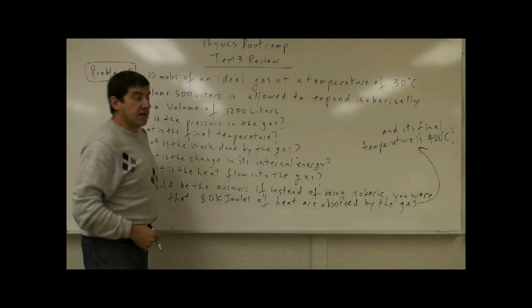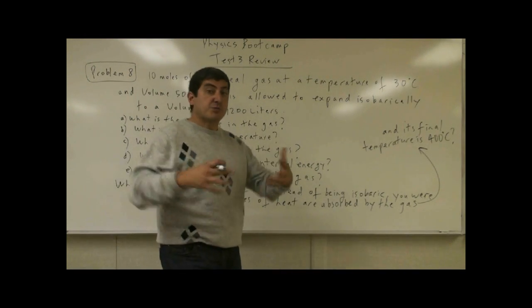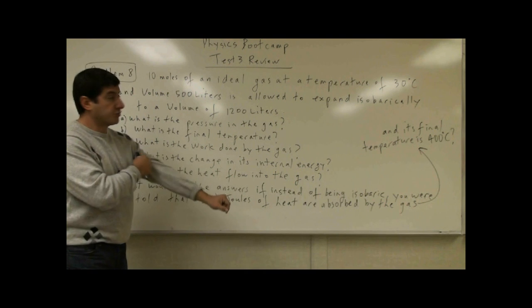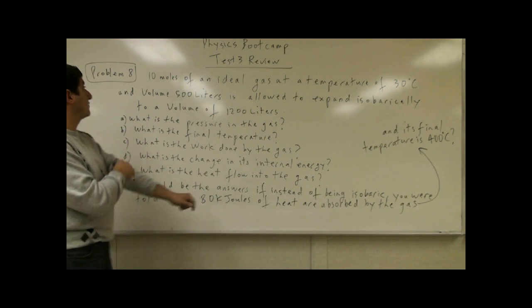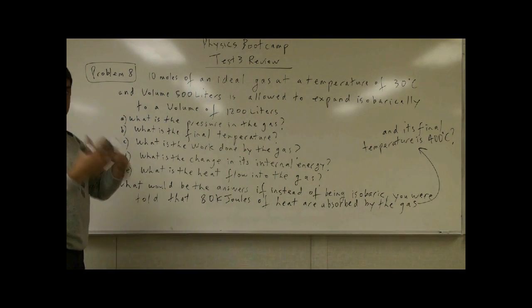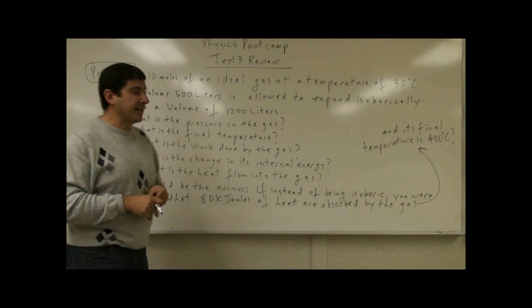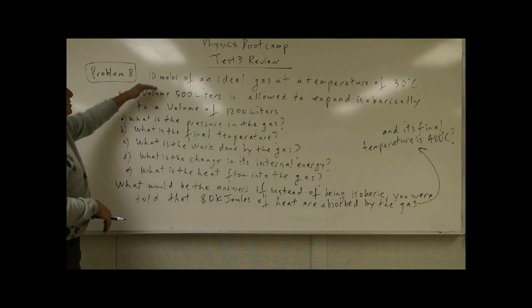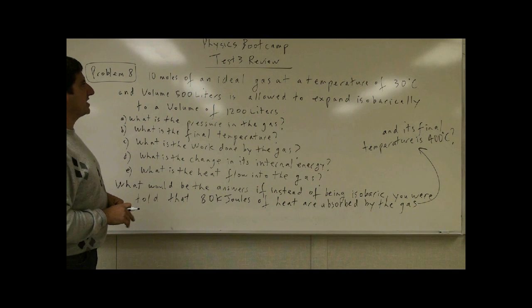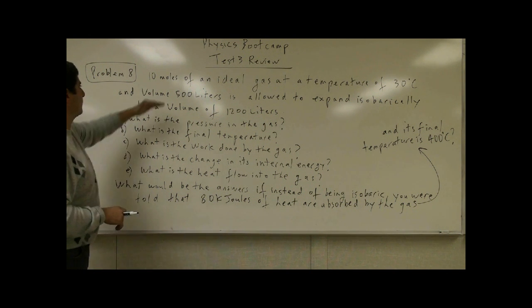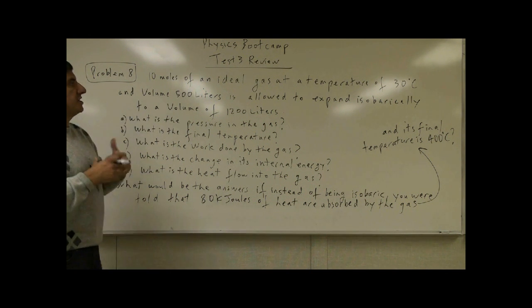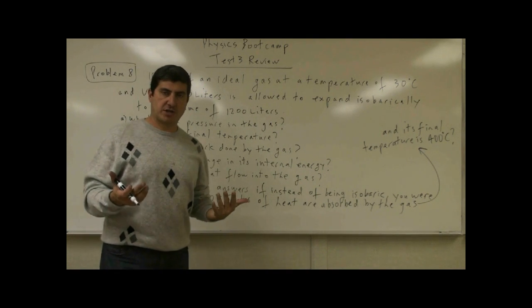Problem 8 of the test 3 review. This problem is probably the longest problem in that test 3 review. Lots of stuff to analyze, lots of stuff to answer. So let's get started. It says 10 moles of an ideal gas at a temperature of 30 Celsius and volume 500 liters is allowed to expand isobarically.